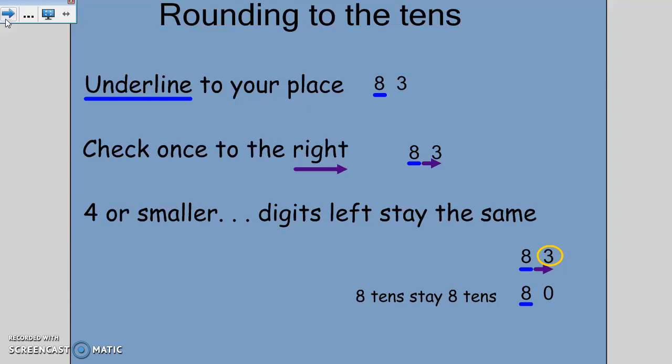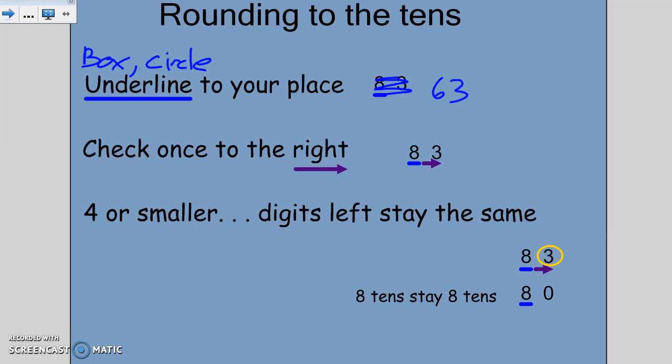Now, the other way to do it is by the list of rules, and this is how we did it in class earlier this year. You can either underline it, or you can put a box around it, or you can circle it. Whatever you want to do, the place value. So let's use the same 83. I'm going to do 93 just for fun. No, wait. 63. Just so it's further away.